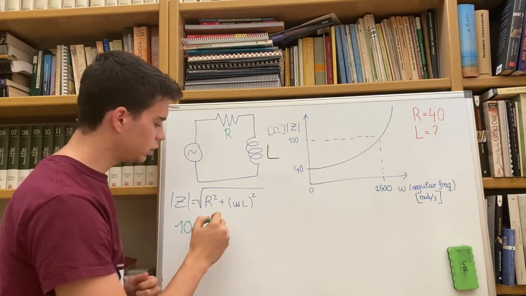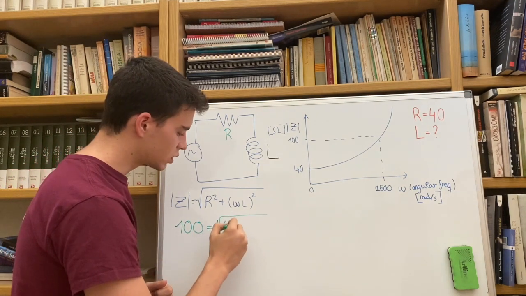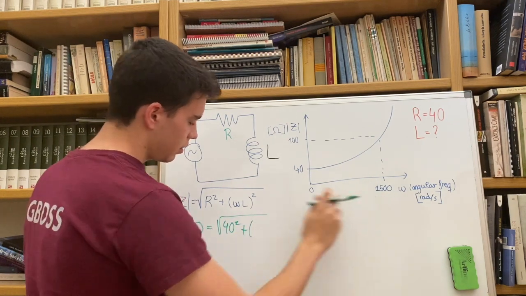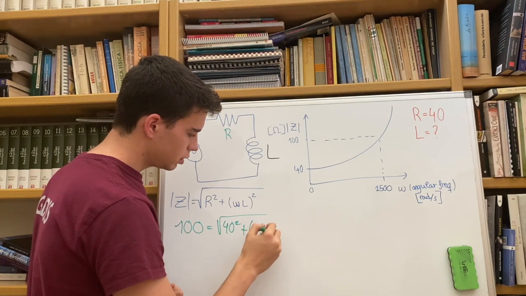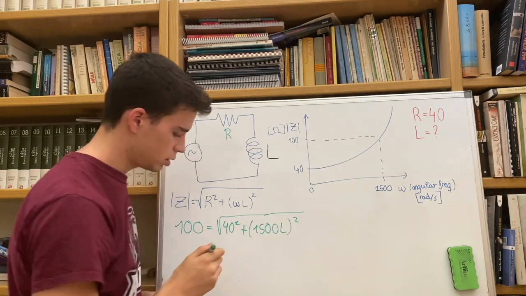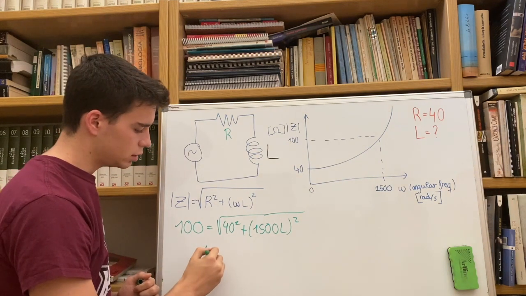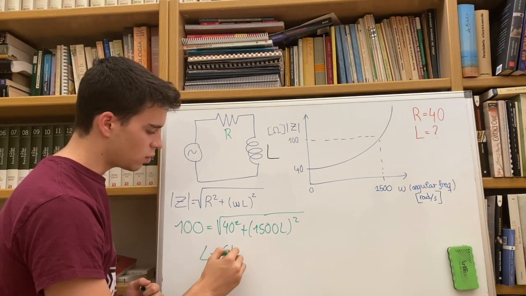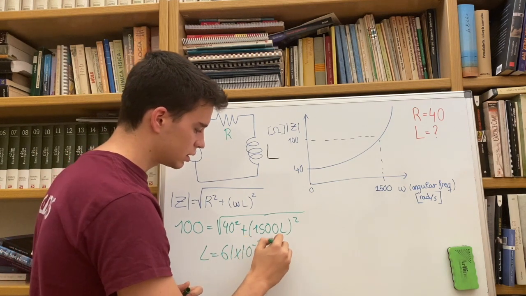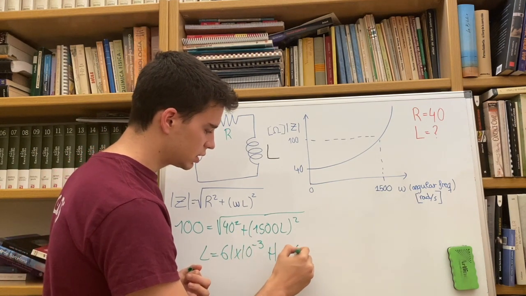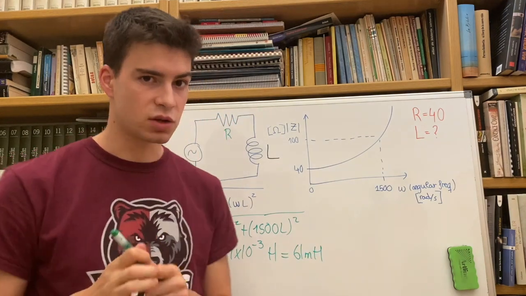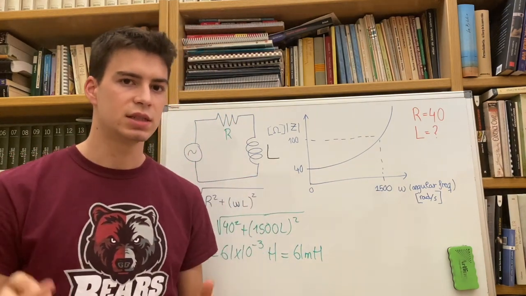That's equal to the square root of 40 squared plus 1500 times L squared. Now we know that L is going to be 61 times 10 to the minus 3 henries. That's equal to 61 microhenries. And that's the result for exercise 7.2.